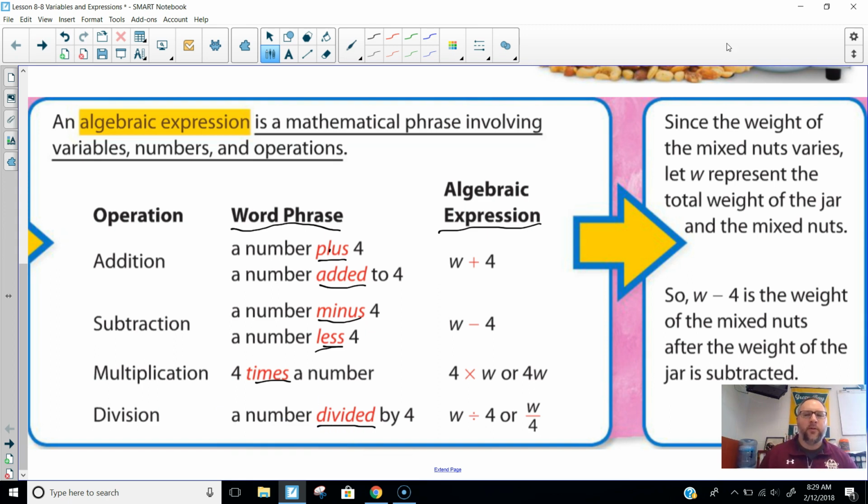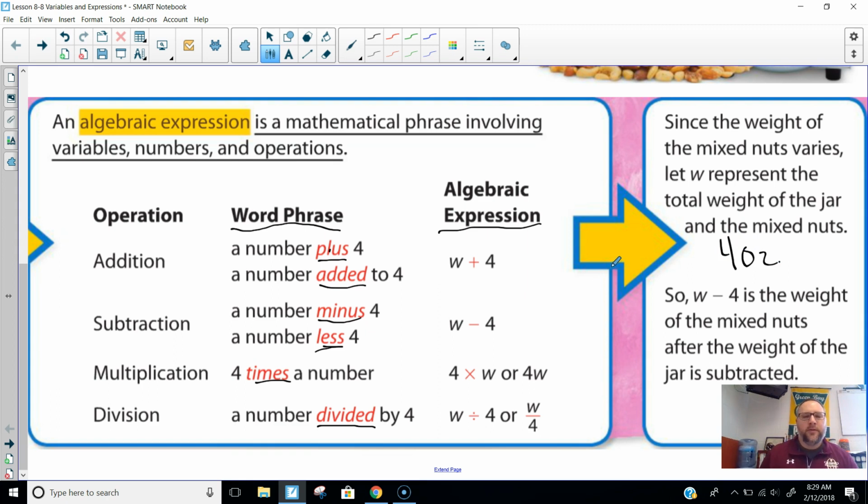Now, if we look over to the right here, we know that the weight of the mixed nuts can change, right? They put 1 scoop in, it's going to be a different weight than if they put 2 scoops in, or 2.5 scoops, or whatever. But we do know the constant, the thing that's not going to change, and that's the weight of the jar. The weight of the jar is 4 ounces.